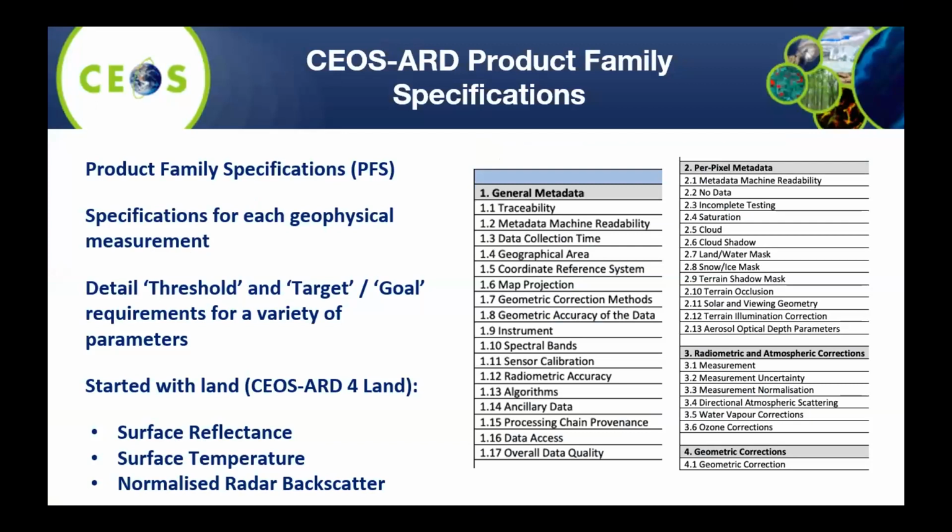So the concept is built around these product family specifications. We have a specification for each geophysical measurement, and they detail threshold and target or goal requirements for a variety of parameters. We have 4 main sections: general metadata, per-pixel metadata, radiometric and geometric corrections. We have threshold, which is basically the minimum you need to achieve to be considered CEOS ARD. And there's also target and goal, which are honestly aspirational goals. We don't have any products at the target level and don't really anticipate them anytime soon. But those are there to help us chart future development and sort of a roadmap for where we'd like to get to.